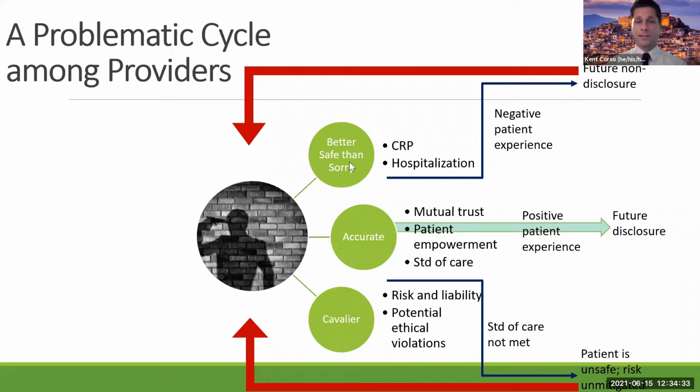So we've got to do something differently. This approach is not working. And if it were working, wouldn't we have decreased suicide rates instead of the sawtooth ascending suicide rates that we looked at a few moments ago?